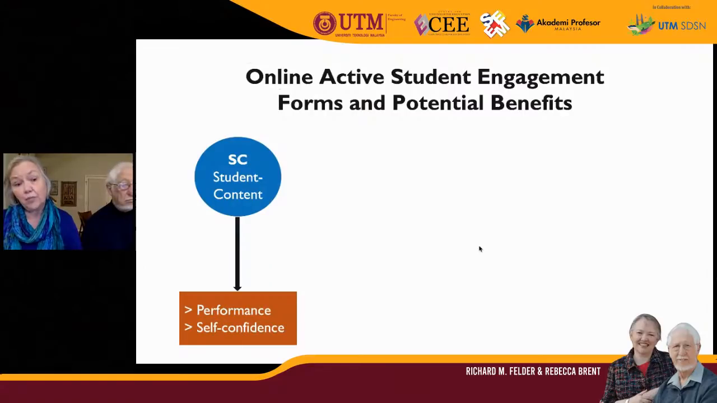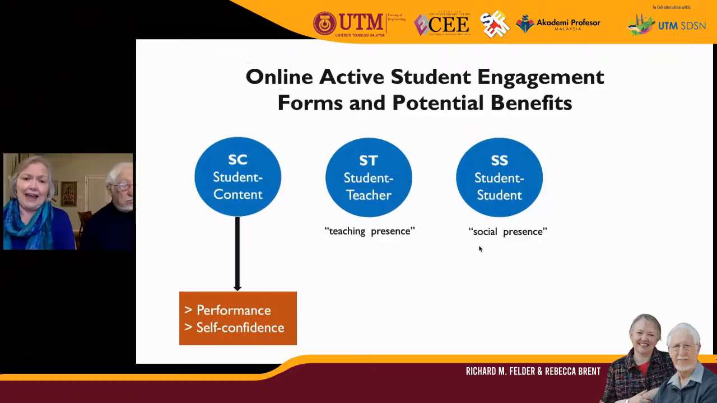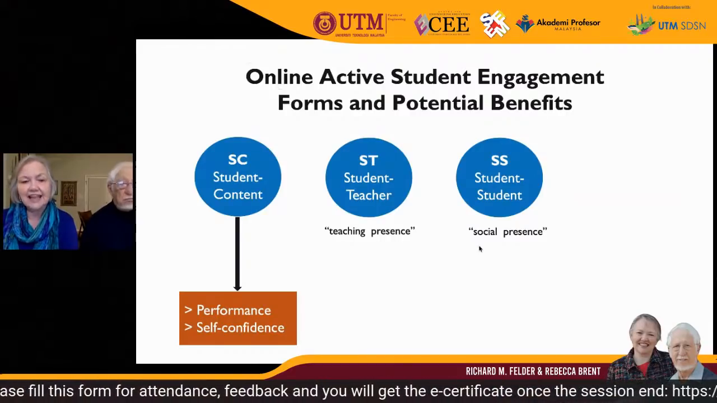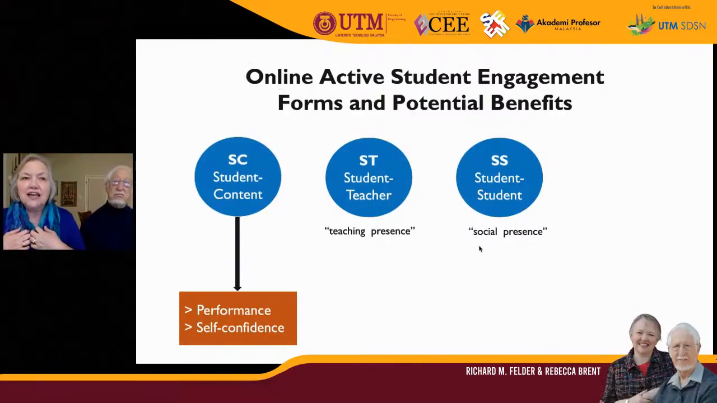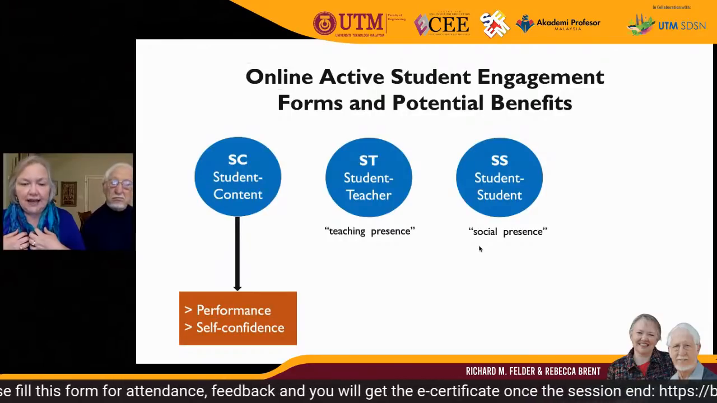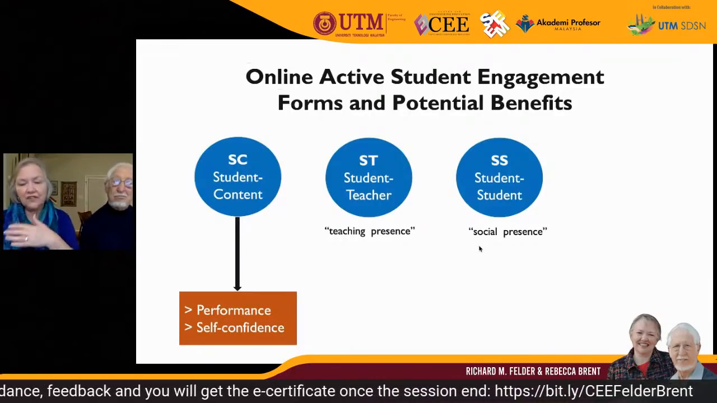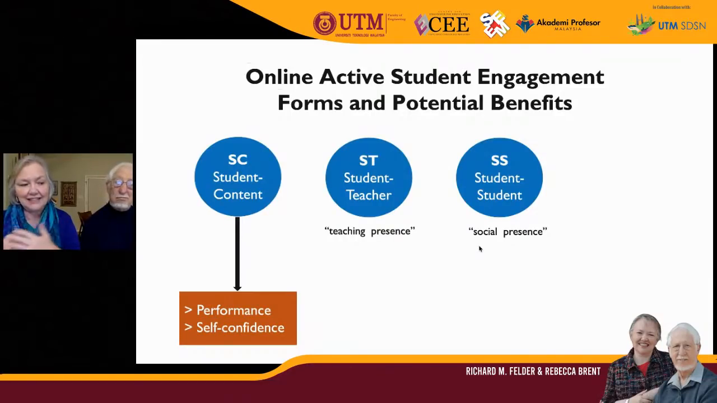It increases their performance and their self-confidence. But there are two other categories of things. They're interacting with you, the student-teacher interaction, and student-student interaction. Student-teacher interaction, you'll see in the literature, it's called teacher presence or teaching presence. That means that the students see you as a person. And we're going to spend just a little bit of time on that on the last, I think that's the next to the last slide that we'll be sharing with you.